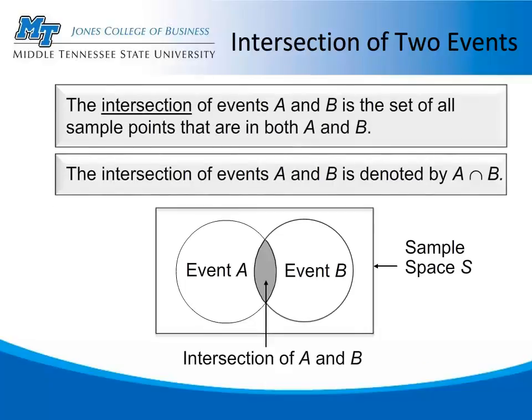The intersection is the same thing as an AND. If an outcome is in both events, if it's in event A and it's also in event B, then that outcome belongs to the intersection of A and B. All of the outcomes that are common to the two events are in the intersection. That's what comprises A and B.